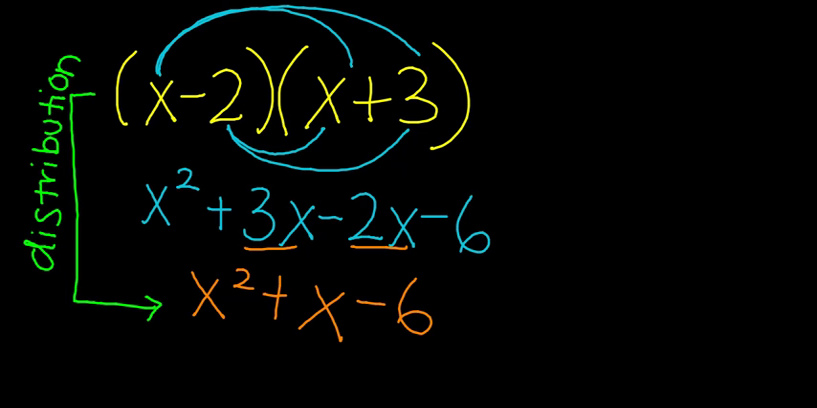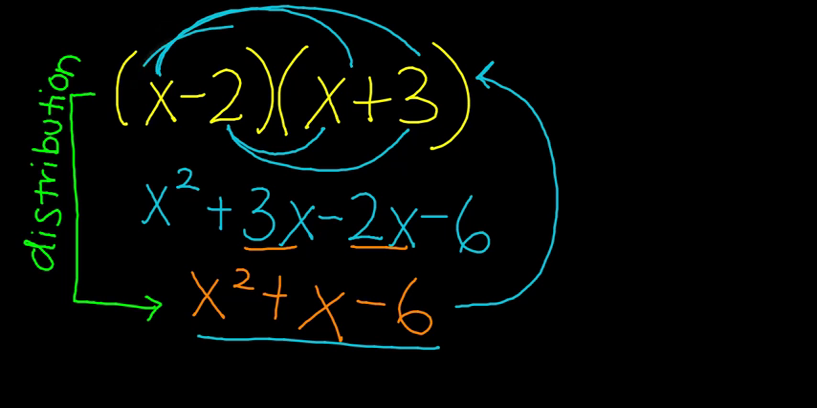But of course, just like everything else we do, we need to have a mechanism for going the other direction. We need to be able to take this x squared plus x minus 6 and go back to the factored form of this expression. That's really what we're going to focus on today. We're going to look at some simple methods for taking an expression in simplified form, like this, and moving it back into factored form, like this.